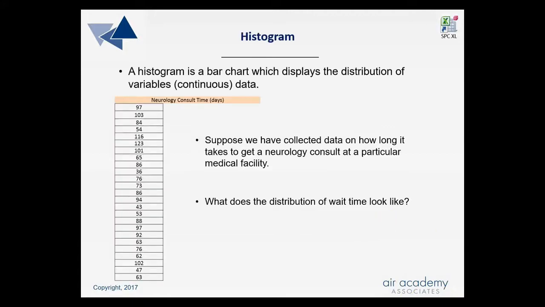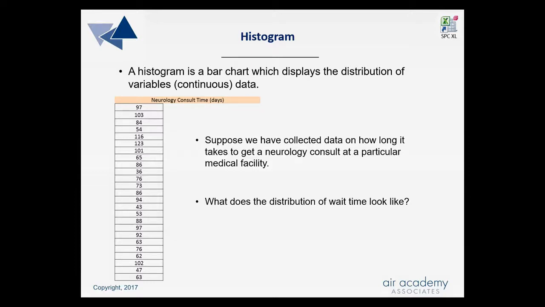Well, a histogram is a bar chart which displays the distribution of variables, or what we call continuous data. Since the data is continuous, the names of the bars which show up on the horizontal axis of the histogram will be numerical intervals, and the purpose of the histogram is to show you the distribution. That is the shape. The bars will determine a shape. It will also show you the balance point and how the data is spread. So the histogram is designed to show us the distribution.